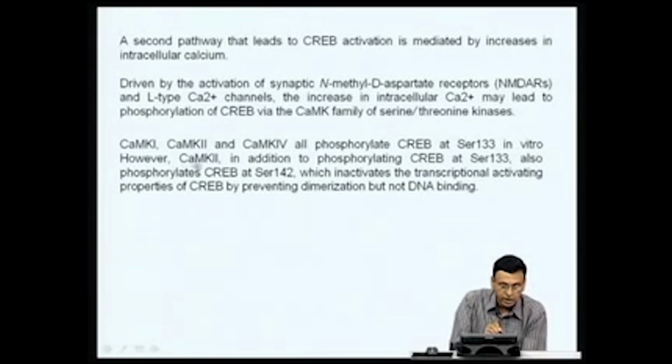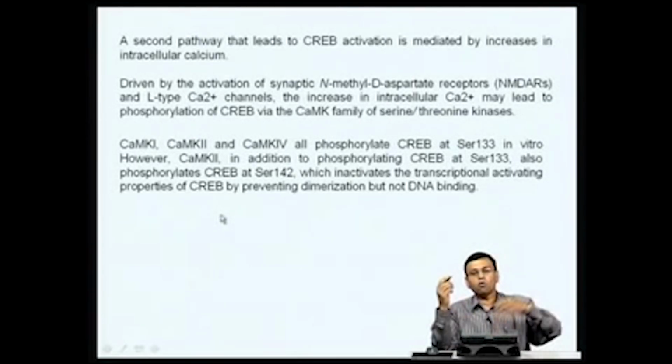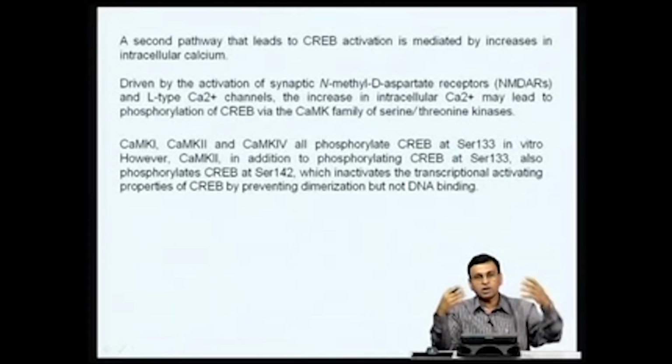CaM kinase 1, CaM kinase 2 and CaM kinase 4, all of them are capable of phosphorylating CREB at the same residue as that of protein kinase A in vitro. However, CaM kinase 2, in addition to phosphorylating CREB at 133, also phosphorylates CREB at serine 142, and phosphorylation of serine 142 inactivates the transcription activating properties of CREB. So, you can see how beautifully the regulation takes place.